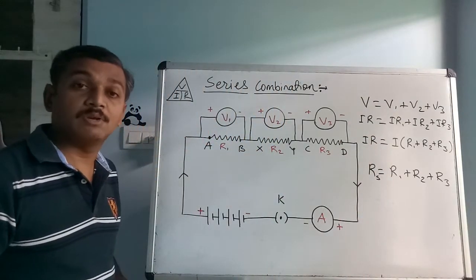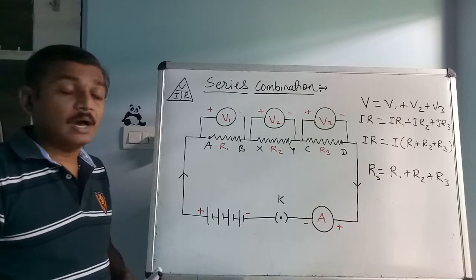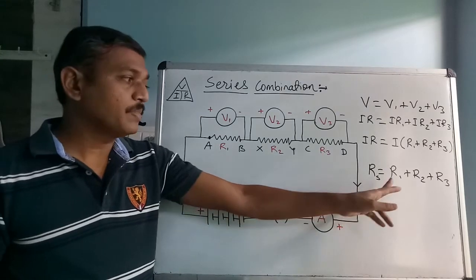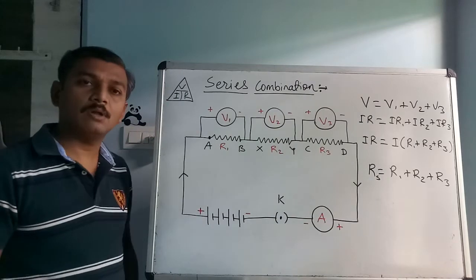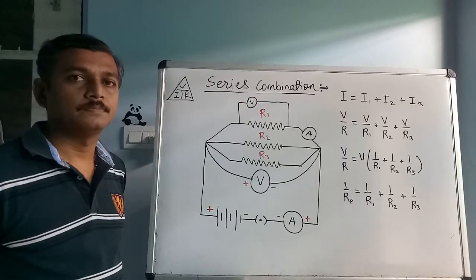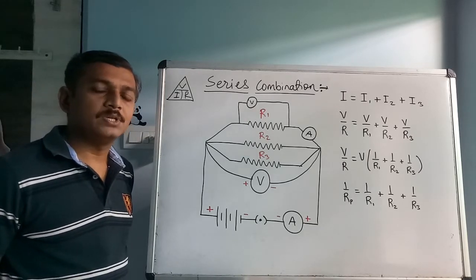We are getting one more equation in this chain. We are getting this equation as RS, that is resistance in series, equal to R1 plus R2 plus R3. Got it? This is all about resistance in series combination. We have seen the combination in series.